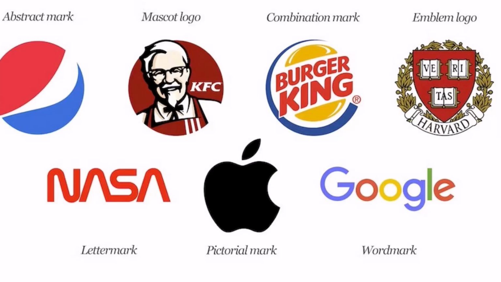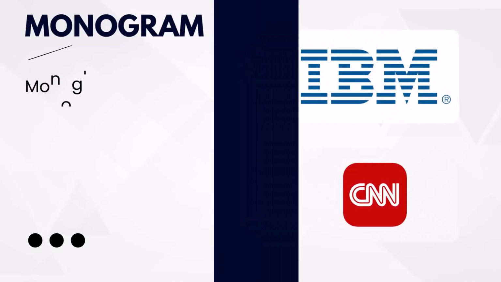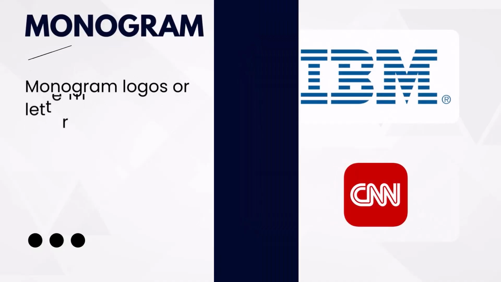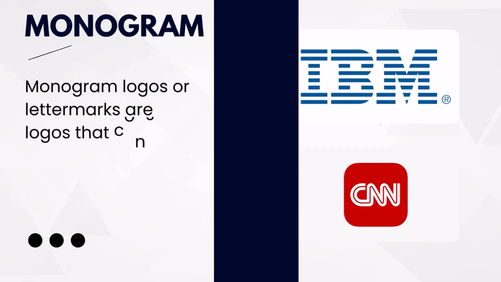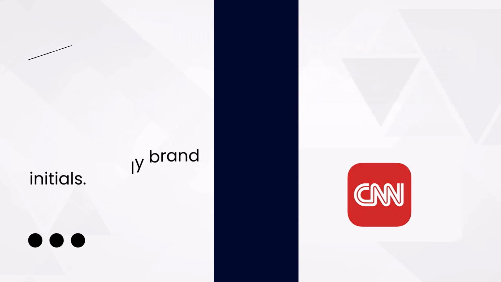According to this video, we are talking about 7 types of logo, and the first type we are talking about is monogram. Monogram and lettermark logos are called monogram logos or lettermarks. These are logos that consist of letters, and it usually has the brand initials. You've seen them in IBM, you've seen them in CNN, you've seen them in HP, you've seen them in HBO. You notice a pattern. So a lettermark logo is a typography based logo.